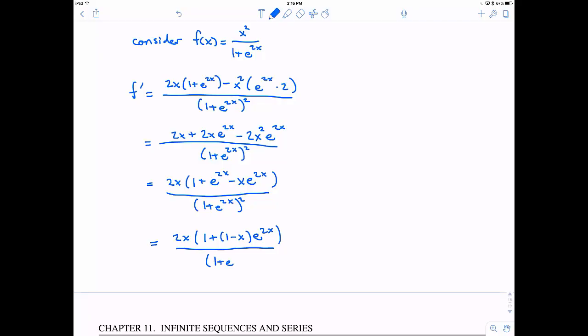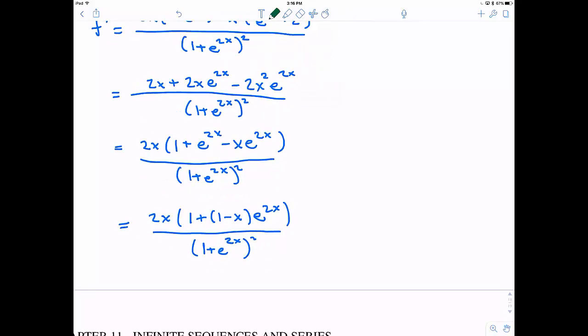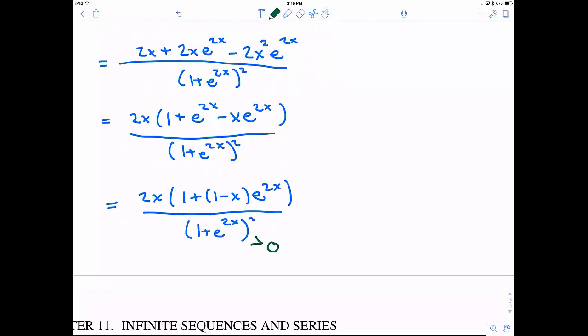So now let's think about this a little bit. The denominator is certainly going to be positive, right? It's squared. This 2x, that's certainly going to be positive, right? Because x is greater than or equal to 1. And now we have to look at this complicated part. Right, so 1 plus (1 minus x) times e to the 2x.